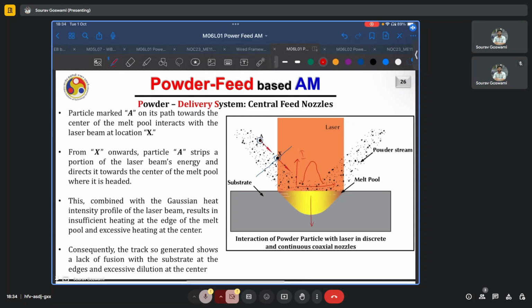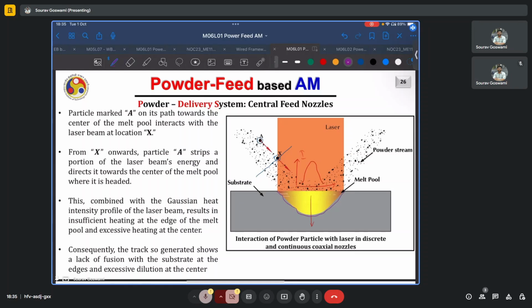Further, because of the interaction of particles such as the one that we are seeing at positions A and X, this also takes away energy from the peripheries of the laser beam and deposits it near the center. Essentially, what this culminates in is this typical profile where the melt pool is narrow near the edges and deeper near the center. Also, with changing energy densities, the mode of this deposition will also change.